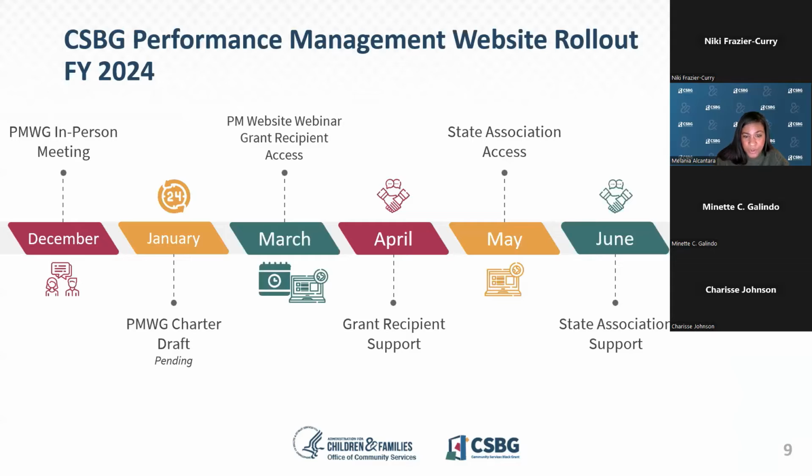In April, we'll host listening and training sessions to provide opportunities for CSBG grant recipients to provide feedback and input and ask any questions that they may have since receiving access to the website. Starting in May, we'll begin providing access to state associations. This is an update to the original timeline and direct response to feedback we received from the Performance Management Working Group and the important role that state associations play in telling the CSBG story using CSBG data. We'll offer similar listening sessions to the state associations in June.